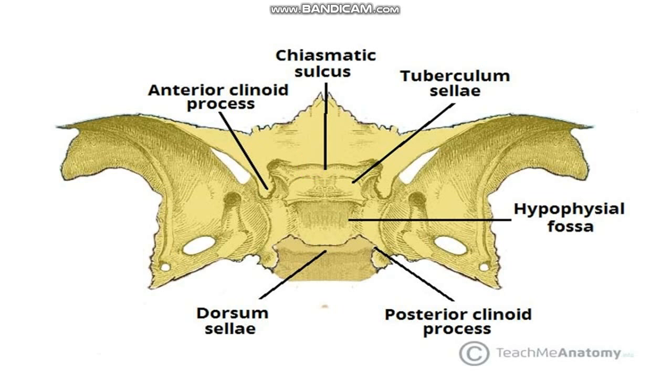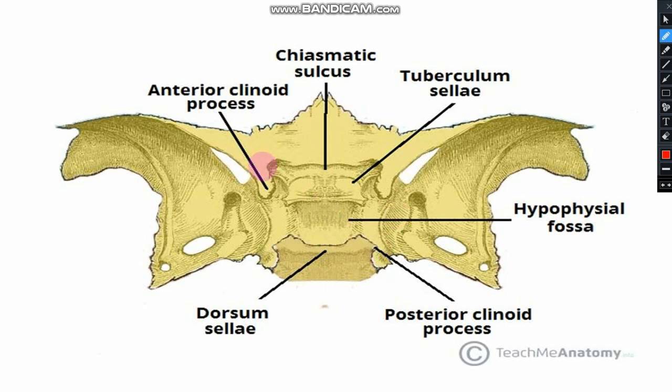falx cerebri, tentorium cerebelli, diaphragma sellae. These dural folds have attachment in these important bony landmarks. So understand these bony landmarks, because then you will be able to understand in a correct manner where it is attaching. So just see these important bony landmarks.